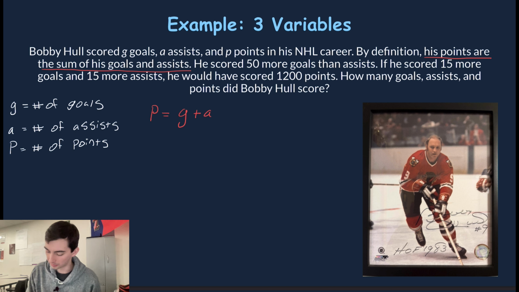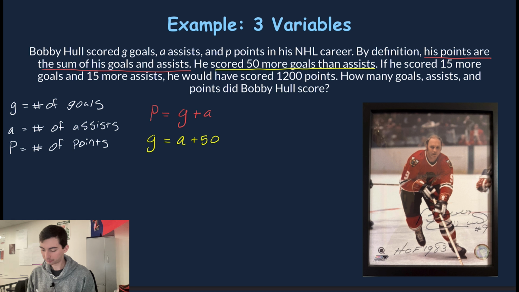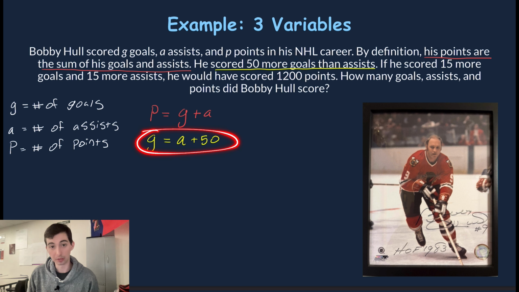The second equation: he scored 50 more goals than assists. So I have to think about this, which one do I need to add 50 to? He scored more goals than he had assists, so I'm going to add 50 to my A here to get these to be equal. He scored 50 more goals, so he has more goals, so we need to add this 50 to the assists in order for these two to be equal.